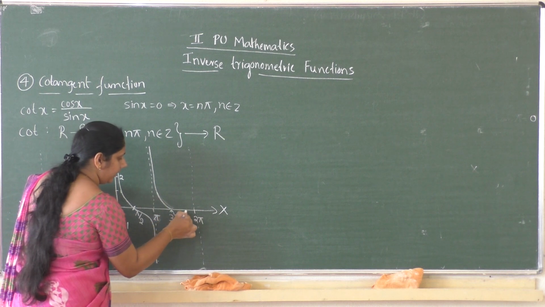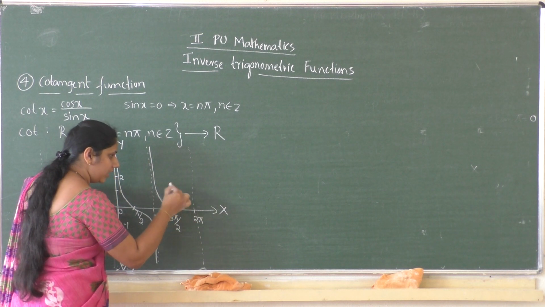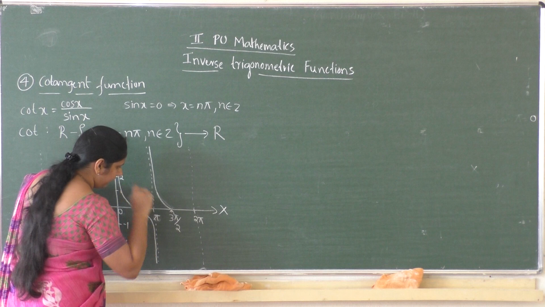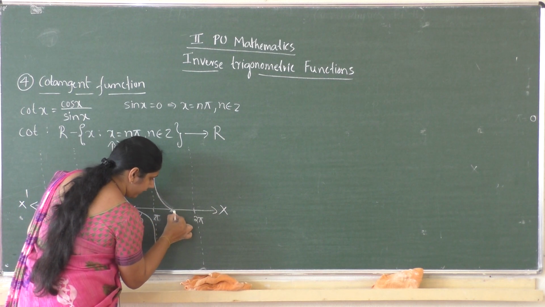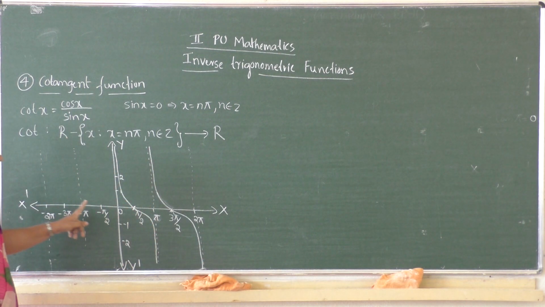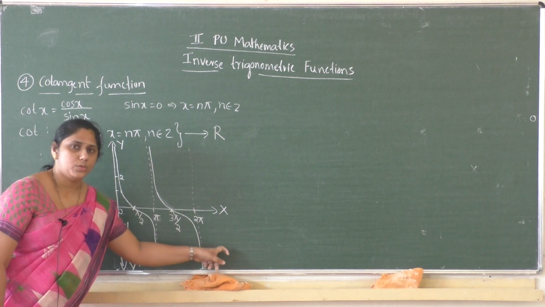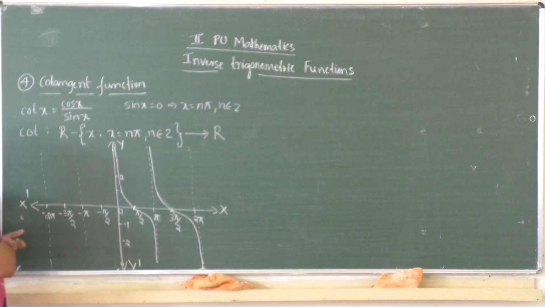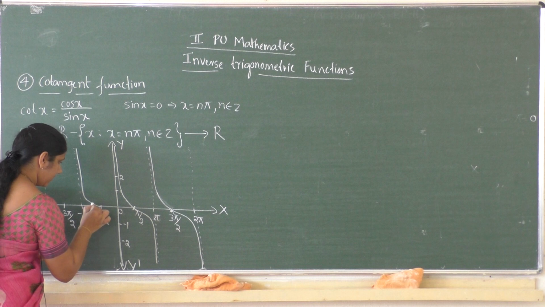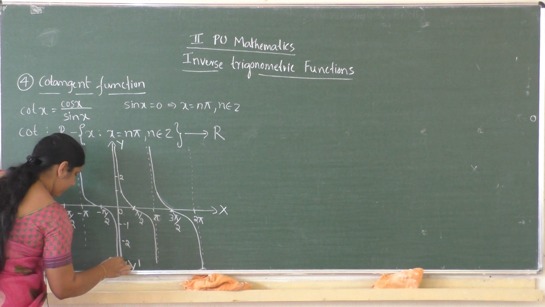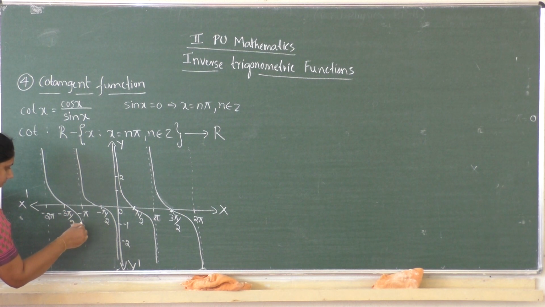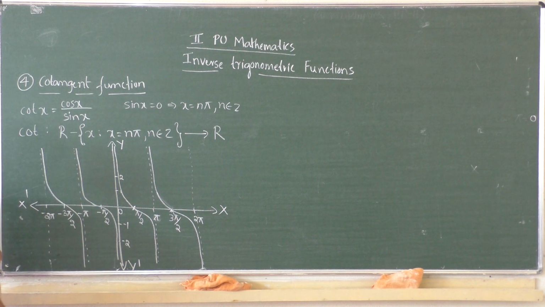Now 3 pi by 2 to 2 pi, fourth quadrant, cot is negative. At 2 pi value is infinity, but since it is negative, it will be minus infinity. So the graph gradually decreases from 0 to minus infinity. So this is the graph of cot function in the interval 0 to 2 pi. Same graph repeats, like this. So this is the graph of cot function.